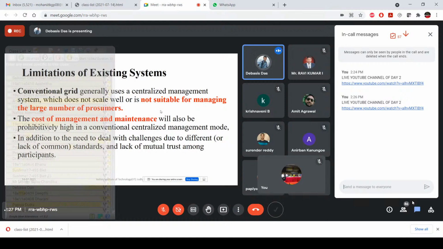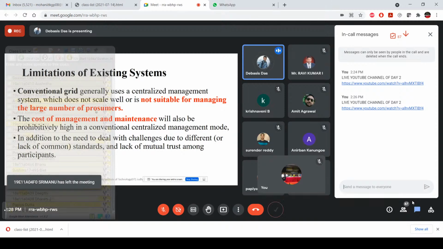What is the problem in the existing grid system? In general, the grid system is centralized. The conventional grid generally uses centralized management, which does not scale well, because when we scale to a large number of users, consumers or prosumers, the performance of the system automatically degrades. It is centralized control and is not suitable for managing a large number of consumers. Cost management and maintenance are also problematic in the conventional centralized management mode.